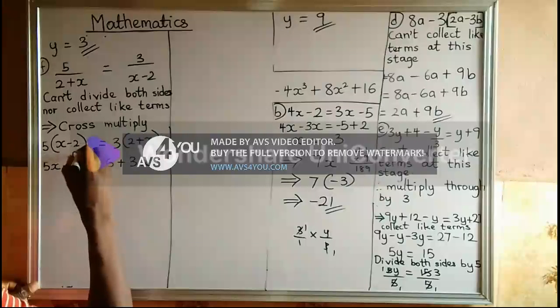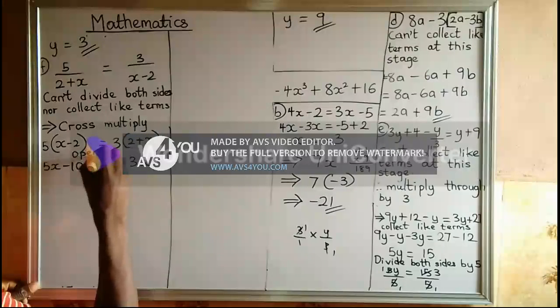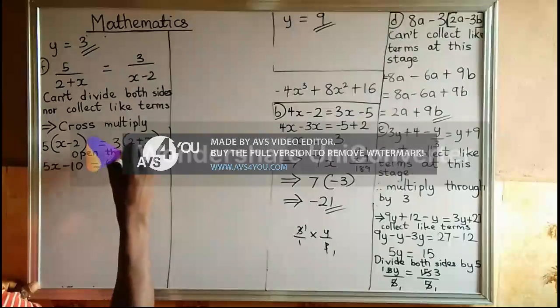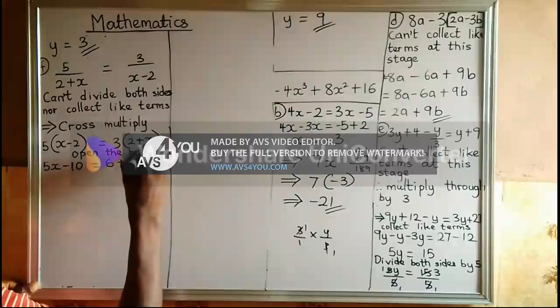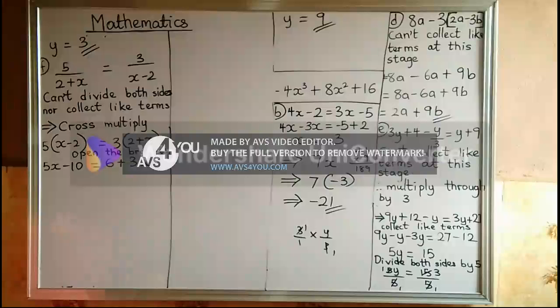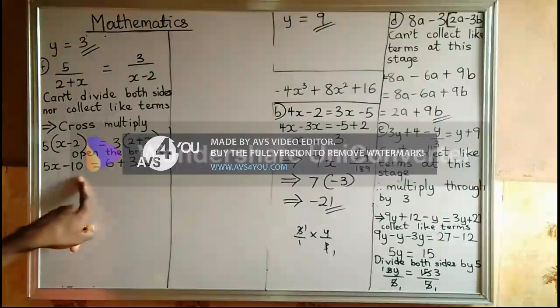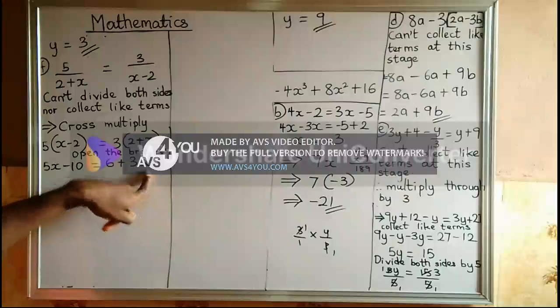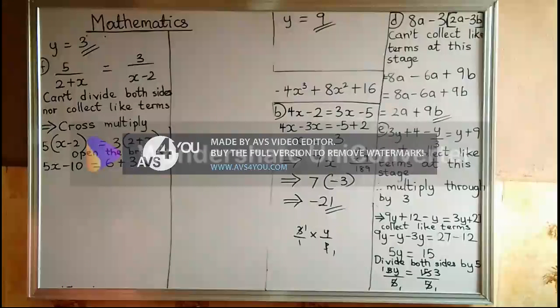Okay, let me write, open the bracket. That's the principle we apply there. So to get this, could we now divide both sides by something? We still can't, because the term that has the variable we are looking for is not the only one here. We have 5x here, but minus 10 is here, and in fact another 3x is here. So we can't divide both sides by anything.